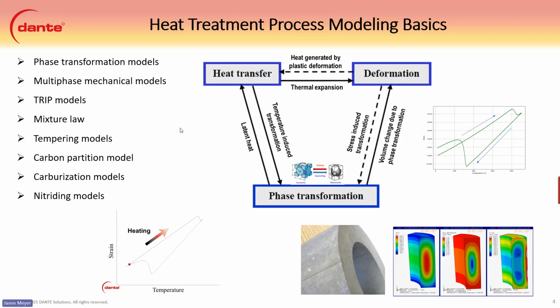So a little bit of heat treatment process modeling basics. For the most part, you really need to model all sorts of different phenomena, including phase transformations, multi-phase mechanical models, TRIP models, mixture laws, tempering, carbon partitioning and carbide, carburization through diffusion and carbide formation, and nitriding. So it's a very wide, broad subject. And for the most part, we have this little triangle here that shows how they interact with each other. So it's not very highly nonlinear. So when you have heat transfer, you have a temperature-induced transformation.